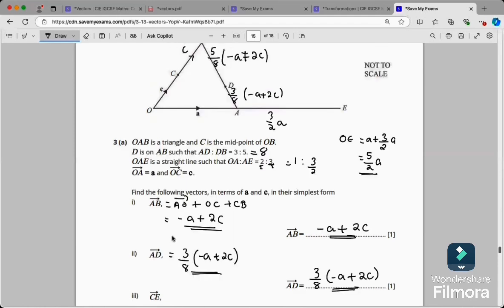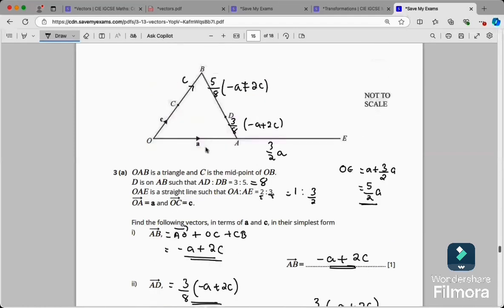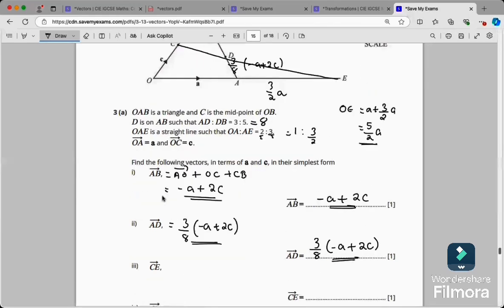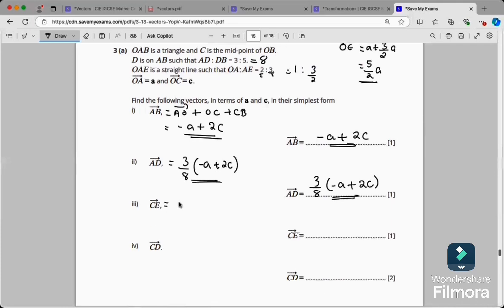And CE you have to find out. So if you wanted to go from C to E, we can go C to O, O to E, which is given as C to O plus O to E. So C to O is already known as minus C, and O to E we found here as 5 by 2A, and then write that as it is, 5 by 2A. Then you need to find out CD.